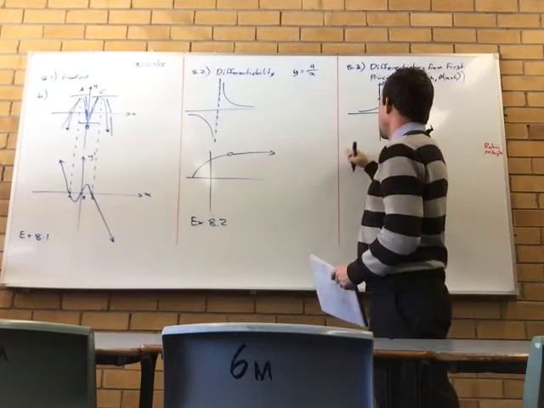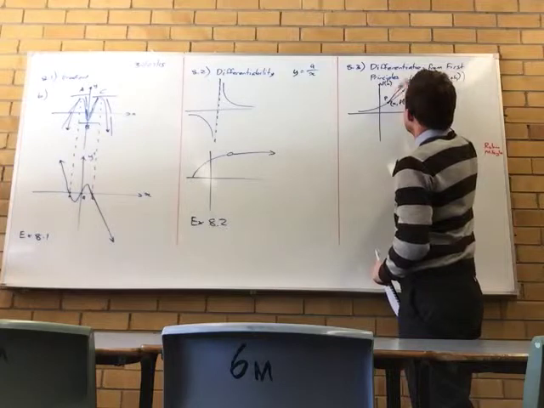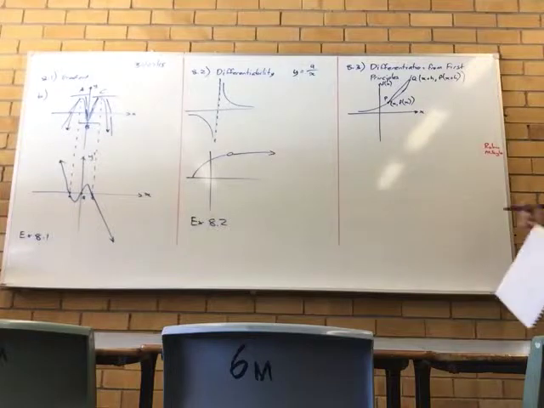Right, so we need to put the straight line between them. Not very straight, but you get the idea. We need to calculate the gradient of that line. So what's our gradient formula? Rise over run. How do we write it algebraically?